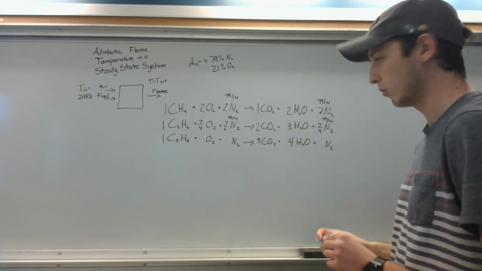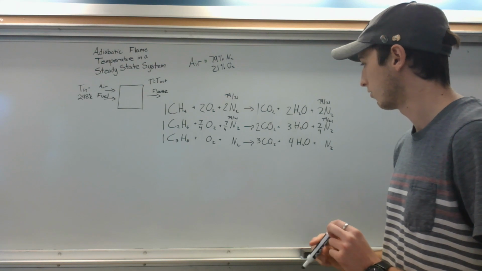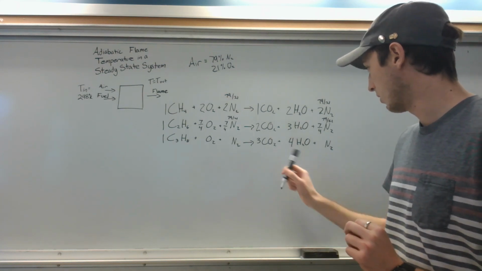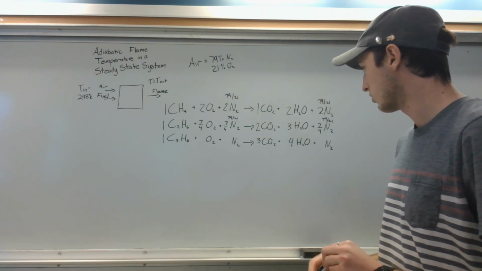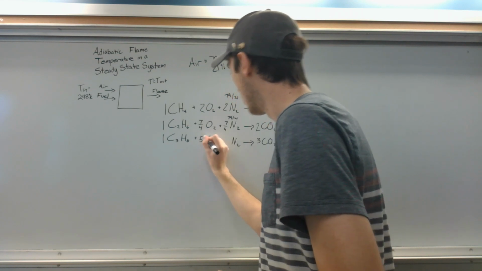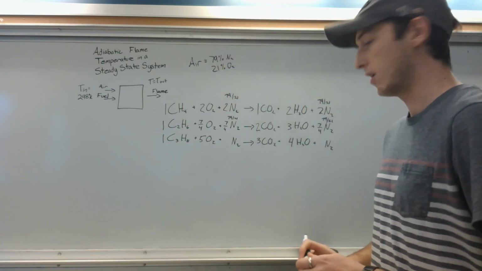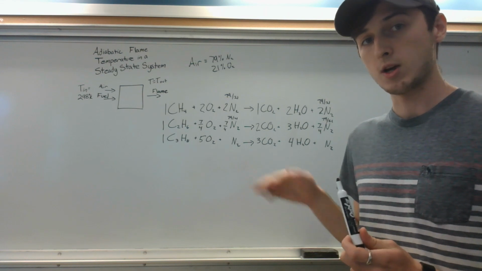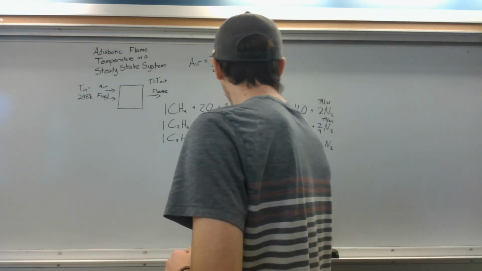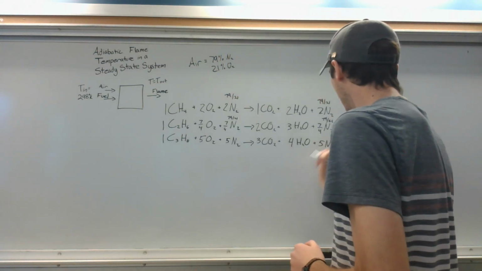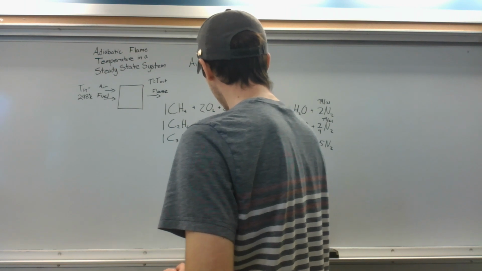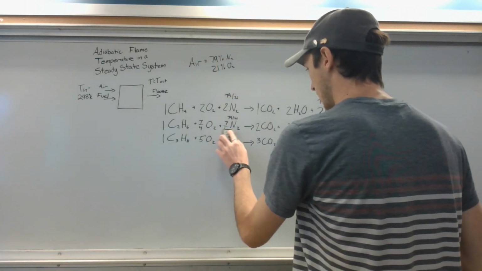And now we can count our oxygen. On this side, we only have the 2 oxygens. And over here, we have 6 plus 4, so 10. So we're going to need 5 of the O2. And then once again, we're going to do the same ratio for the nitrogen. So we're going to say we have 5 moles of nitrogen here, and we're going to multiply this by 79 over 21.